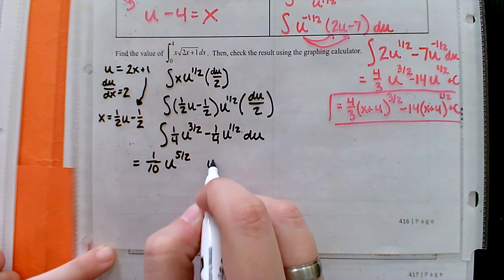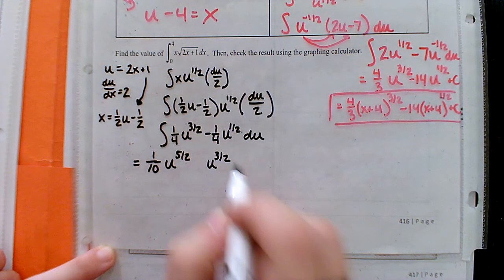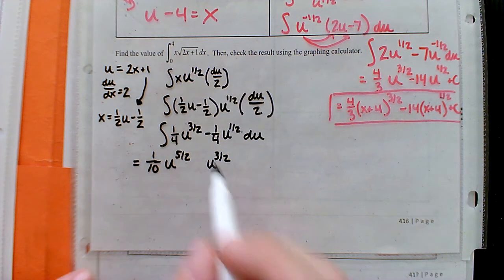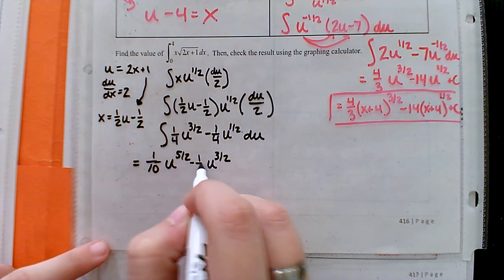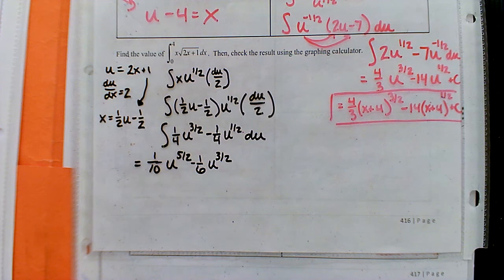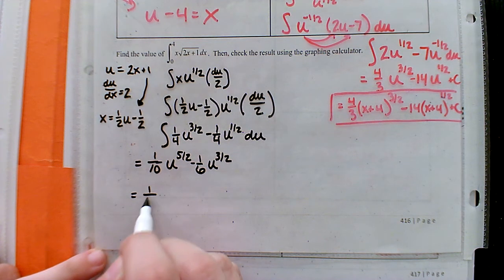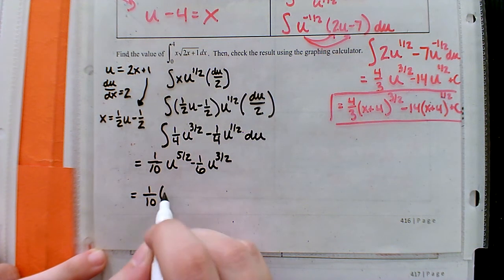If we add 1 to the power, we'll have u to the 3/2. And then we got to take negative 1/4 divided by 3/2. I think we get negative 1/6. Are we doing okay with those fractions? Do we got to check them out? Are we okay? Do we need the plus c? No. Okay, so let's go ahead and we'll substitute in the u.